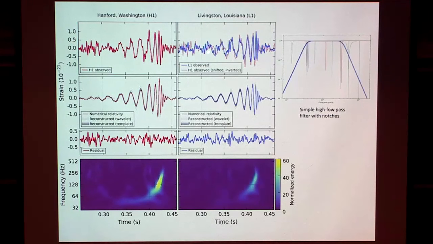Livingston signal. And behind it is the red signal, which has been translated by 7 milliseconds, and on top of that, inverted. And the reason for that is the way the arms are organized. You have to include that. And then they sit on top of each other.